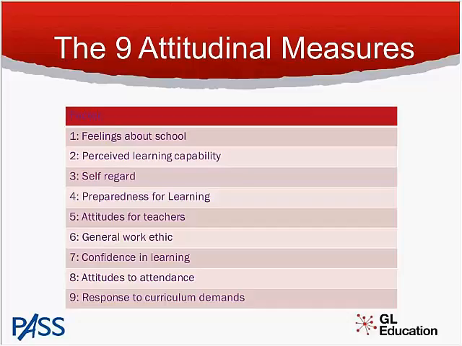So it's important to understand how much students actually feel within themselves that they are going to achieve. How much do they feel they're capable of? And the PASS survey will measure 9 attitudinal factors, from feelings about school, through to perceived learning capability, through to confidence in learning. That's a measure of resilience or perseverance.